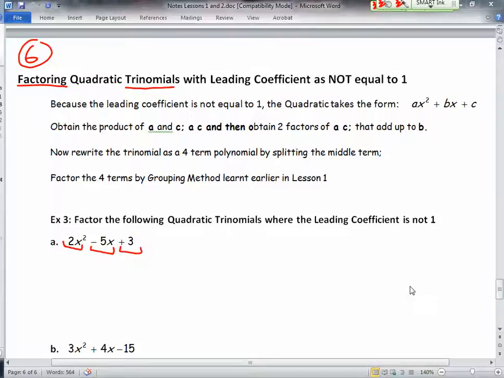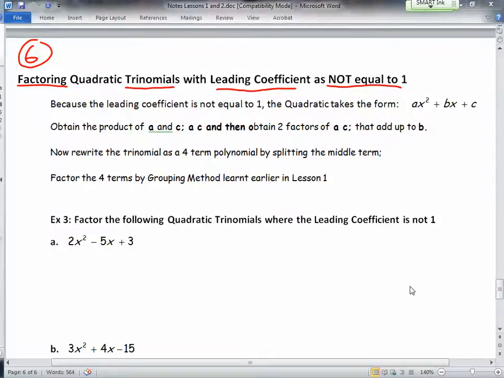And so we're going to be factoring these, but these trinomials have a leading coefficient that is not equal to 1. So this first coefficient right here is not 1, okay, for all of these problems. It makes it a little bit trickier. I'm going to show you 2 methods that will help you to factor these trinomials.